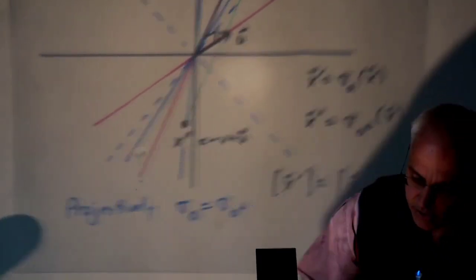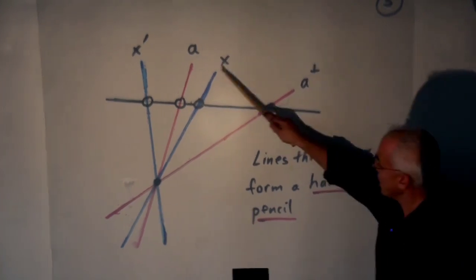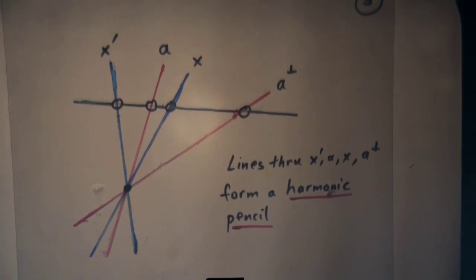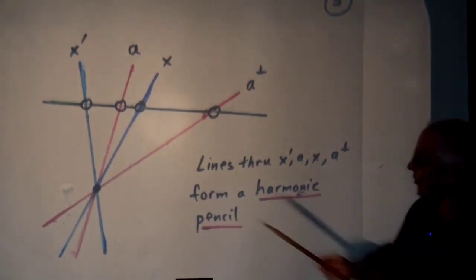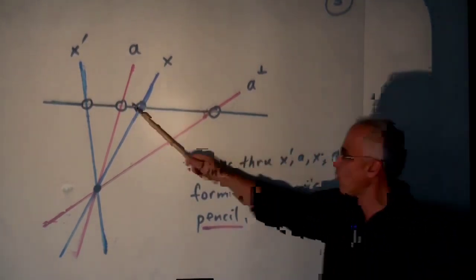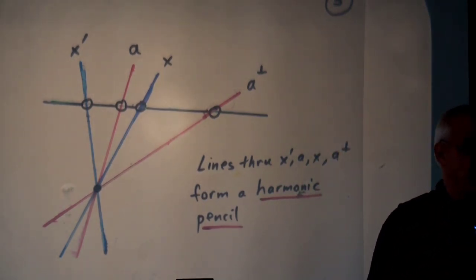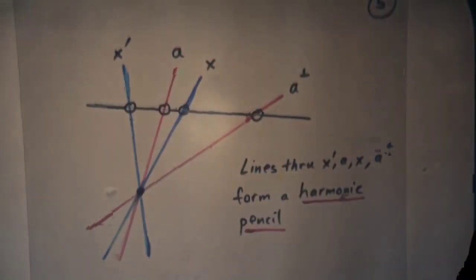Let me draw that picture again without so much clutter. So here's again the same picture, and I've just shown you the line A, the line A perp, the line through X, and our reflected point X prime. Now, it's an immediate consequence of what we did on the previous slide, that this is v plus u and this is v minus u, that in terms of projective geometry, these four points are called a harmonic range. They form a harmonic range of points. Or in other words, this is the harmonic conjugate of this one with respect to those two points.